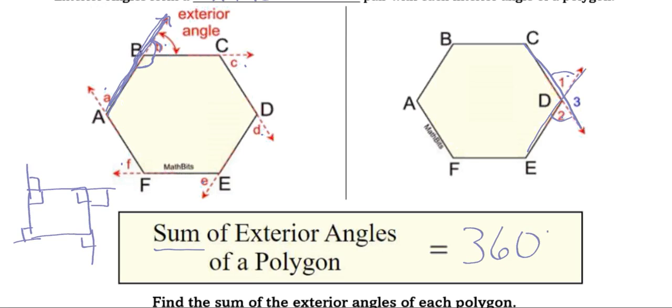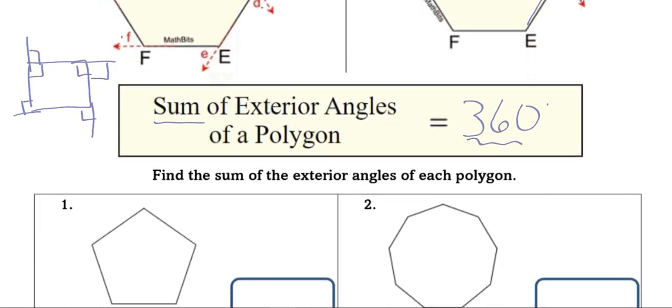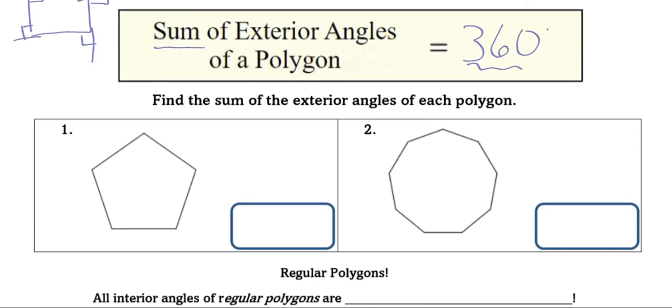As we add sides, our interior angles will grow and our exterior angles will shrink, keeping this number at 360. So it will always remain at 360 for the sum. These couldn't be simpler. The sum of these exterior angles is 360. The sum of these exterior angles is also 360.